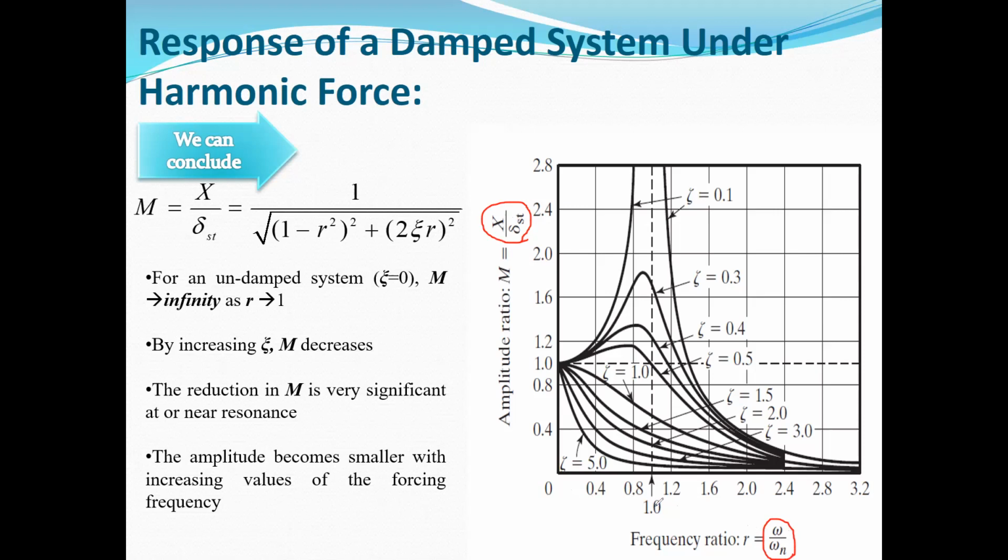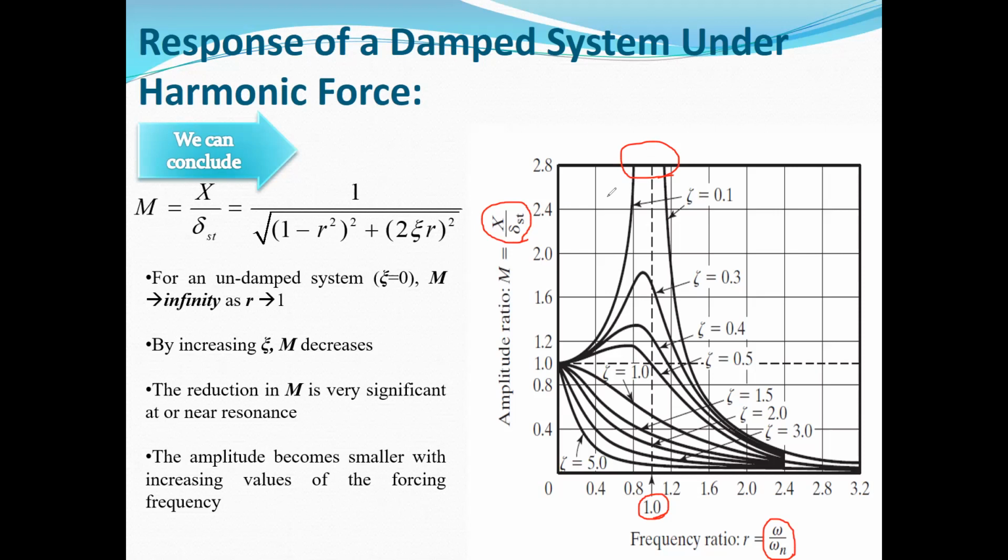This time, the first and the most important conclusion is when R is equal to 1. Here you can see we have infinity in the M, or in the amplitude ratio. At this area, you can see that the amplitude ratio goes to infinity, and this is when, of course, we don't have damping in the system, or psi is equal to 0. So in this case, you can see the resonance.